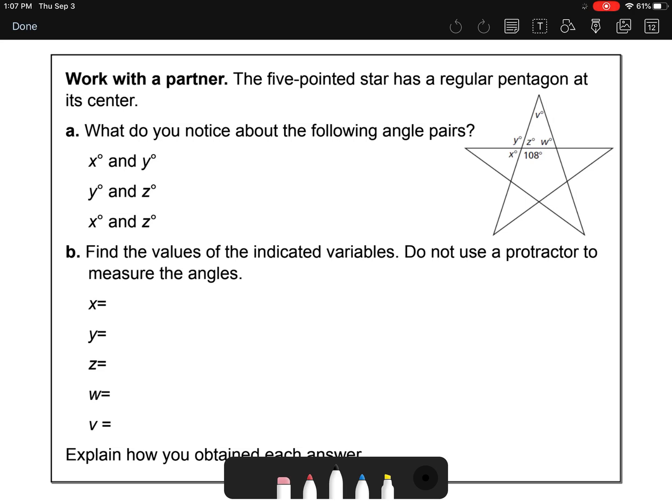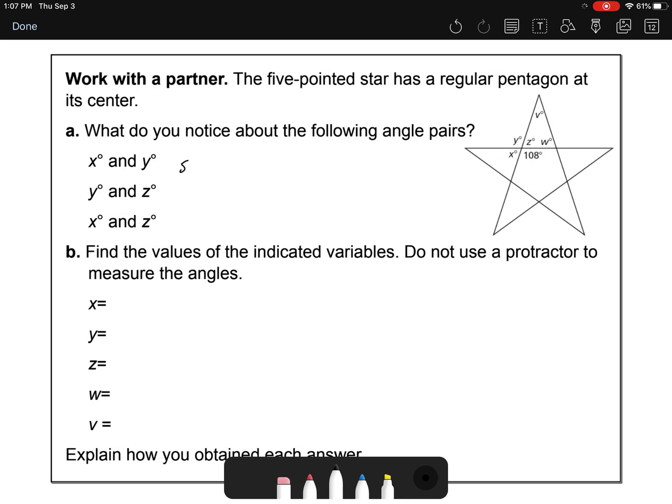8.6 is also on angles, and it is also part of the lesson with 8.5 from the book. And what I want you to look at today is we're going to look at some more angles, but we're going to look at some relationships between those angles. The first one being, what do you notice about X and Y?